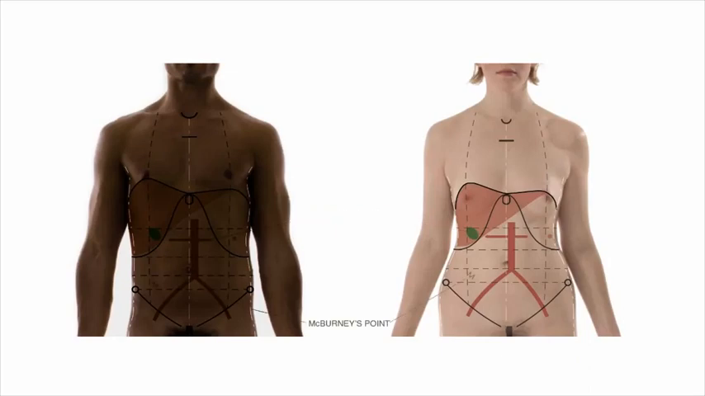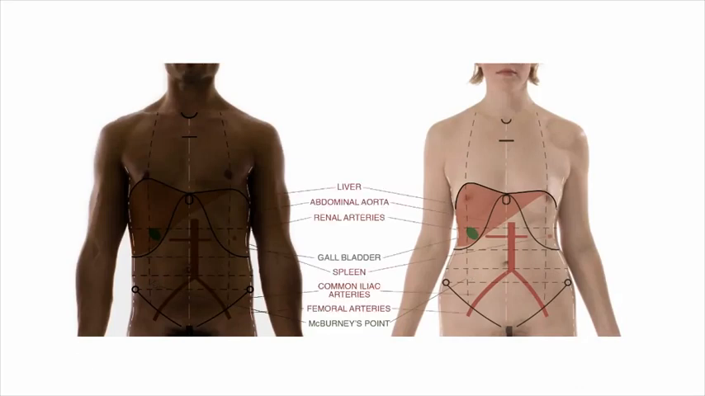We now identify McBurney's point, which lies a third of the way from the anterior superior spine to the umbilicus, and this is where the appendix lies. We now summarize the abdominal structures which we've identified.